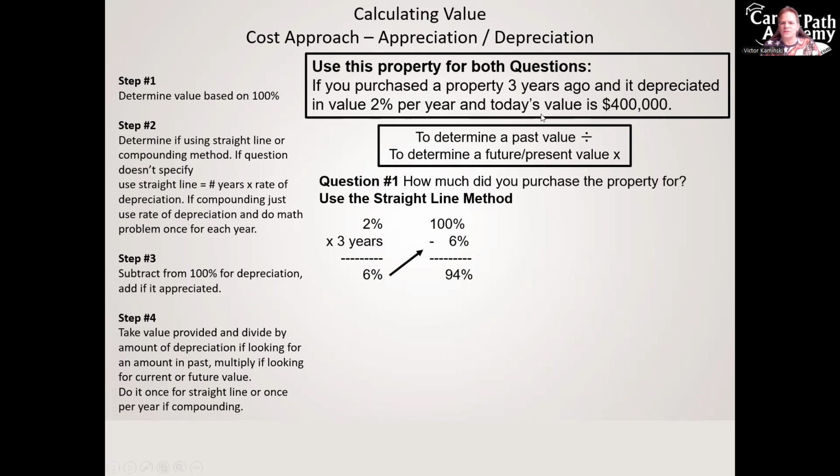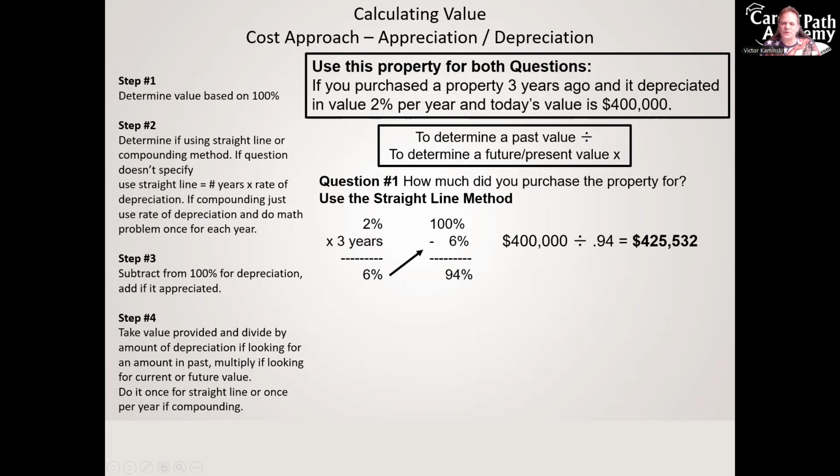Well, the question tells you what today's value is. It says, how much did you buy it for? So we're figuring out a value in the past, right? Yes. So we're going to divide. We're going to take the current value, divide it by this percentage, 0.94 or 94%. And because it's straight line method, you do that problem once and that's it.